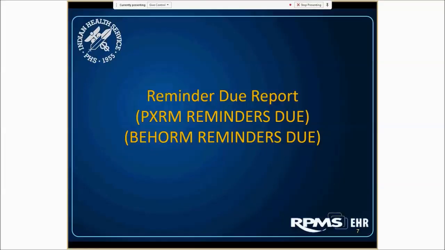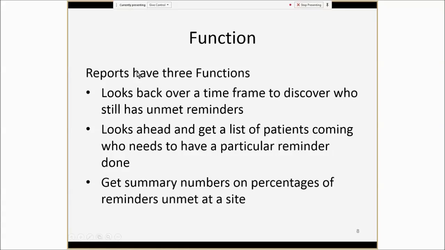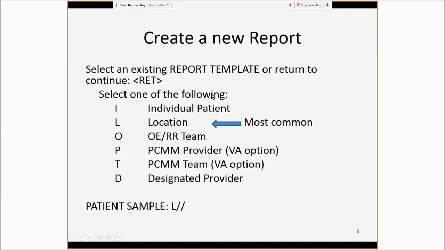So let's explore the first set of reminder due reports. You can find this report on the PXRN reminder due menu option. Also, you can find it in the BEHORM reminder due menu option. The report has three functions. It looks back over time to discover who still has unmet reminders. It looks ahead and gets a list of patients coming who need to have a particular reminder done. And it gets a summary number on the percentage of reminders unmet at a site.